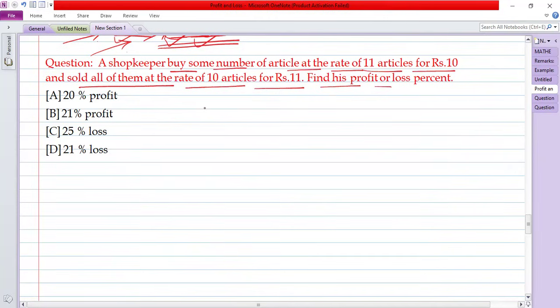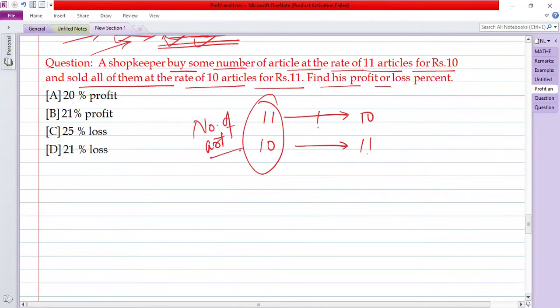Actually, in this type of question, the basic technique is that we make the number of articles same. So 11 articles are bought for rupees 10, and 10 articles are sold for rupees 11. This side, this column, is nothing but the number of articles. And what is this column? It is nothing but the cost price or the selling price. So this is cost price and this is the selling price.